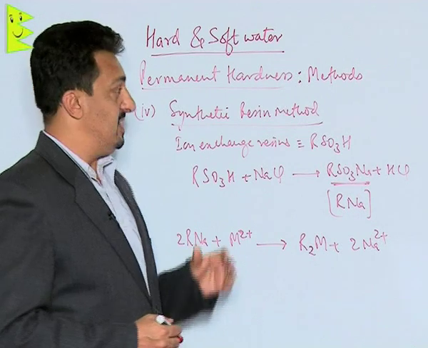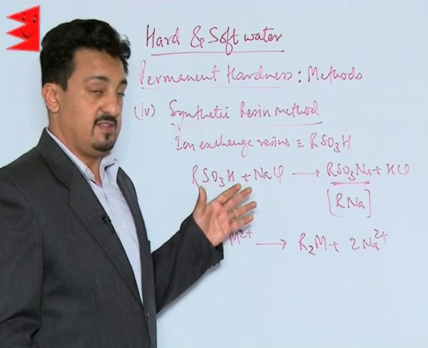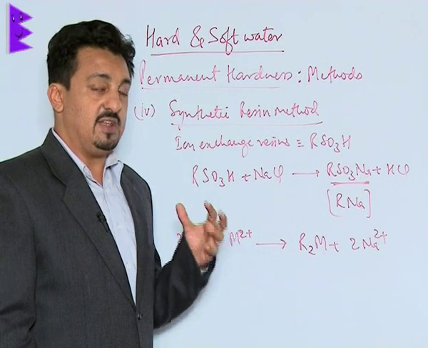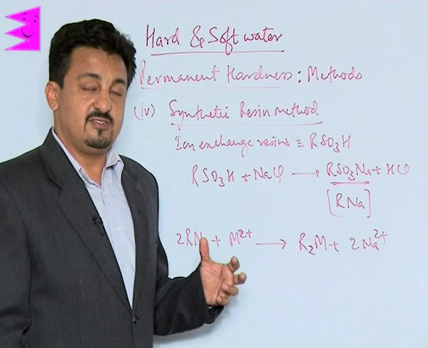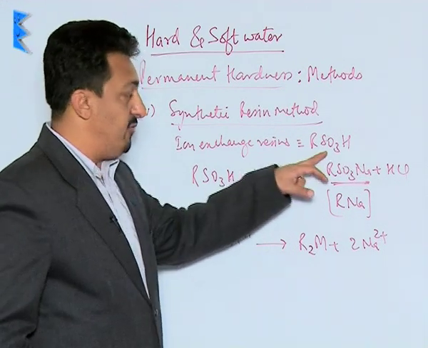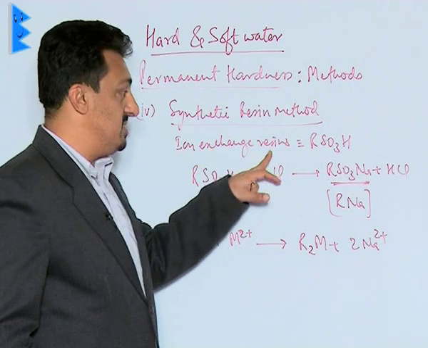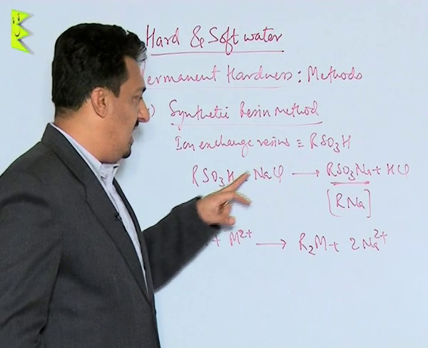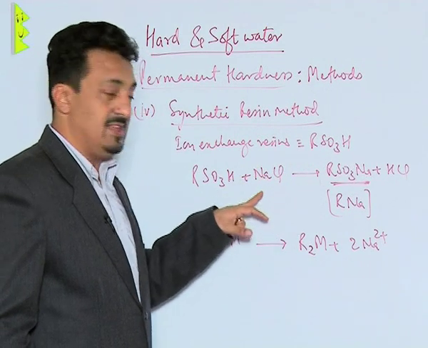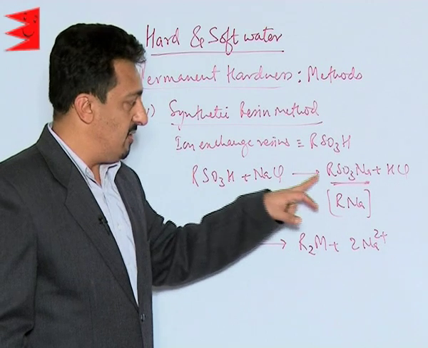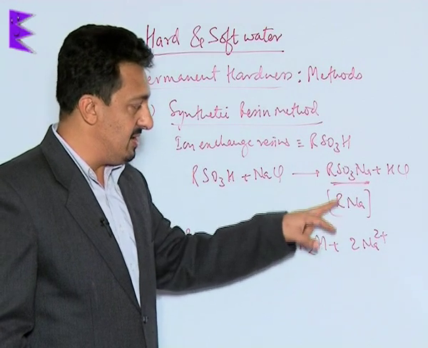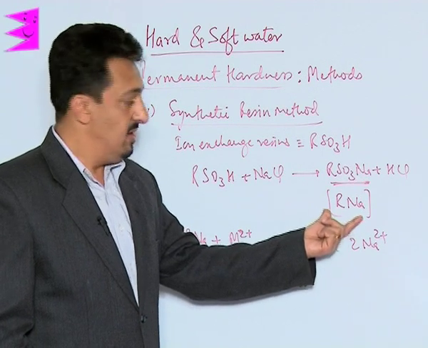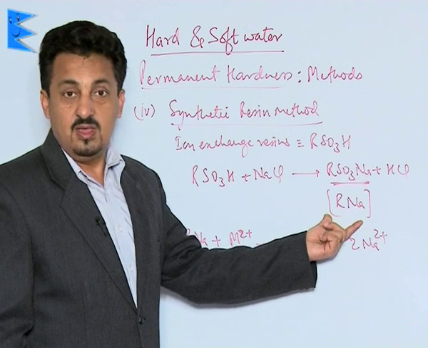The next method of removing the permanent hardness of water is the synthetic resin method. In this we use artificially made synthetic resins, or large organic molecules which have the sulfonic group. So I'm writing ion exchange resins as RSO3H, alkyl sulfonic acid groups. Now these are converted into their sodium salts by reacting them with sodium chloride solution. So what we get is RSO3Na, which is commonly written as RNa. So these are your normal, common, synthetic organic resins.